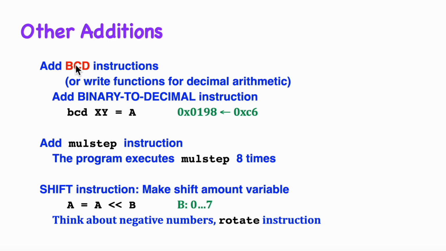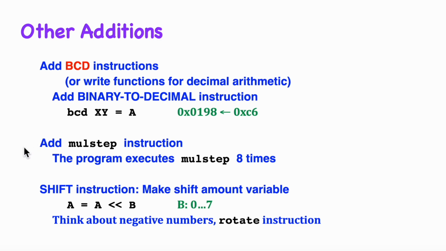Another modification you might want to do to improve the usability of the EveCore is to add instructions to deal with decimal numbers, and in particular binary coded decimal. Or perhaps you want to write some assembly code functions that the user could call in order to perform decimal arithmetic. I think one particularly useful instruction would be an instruction that would convert a binary number into BCD notation. For example, the value C6 in hex would be converted to 0198, and that value is 198 in decimal. And here's the assembly code syntax that I would suggest for this instruction.